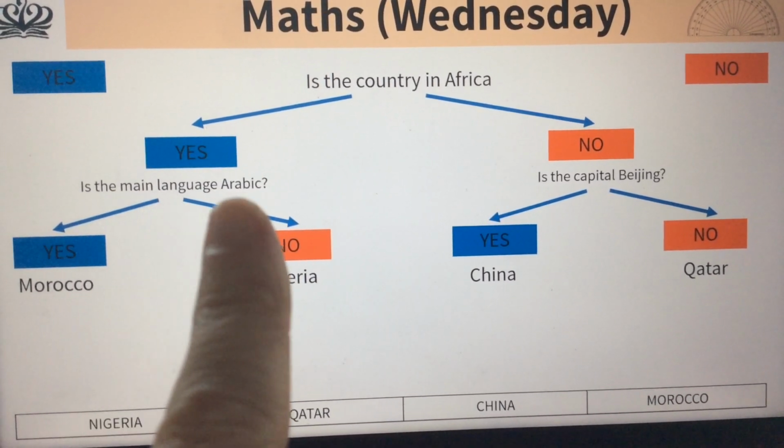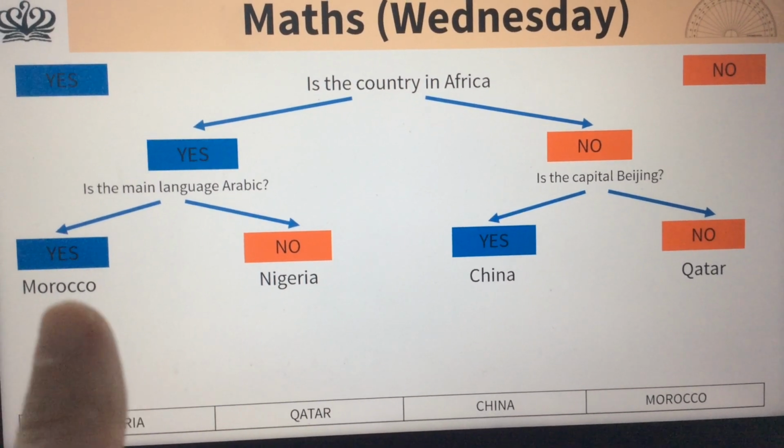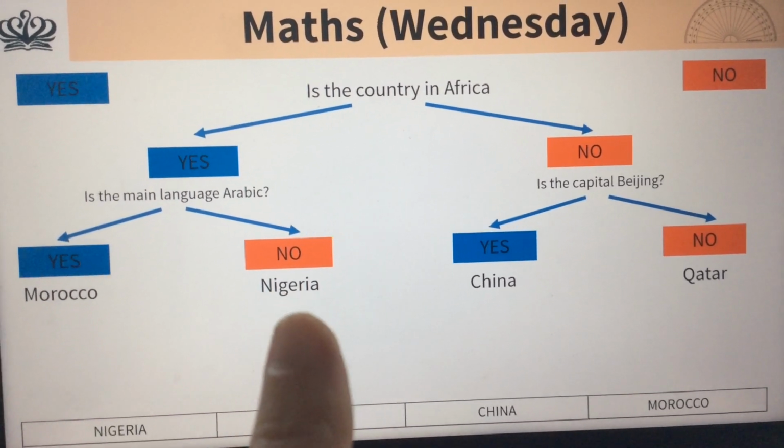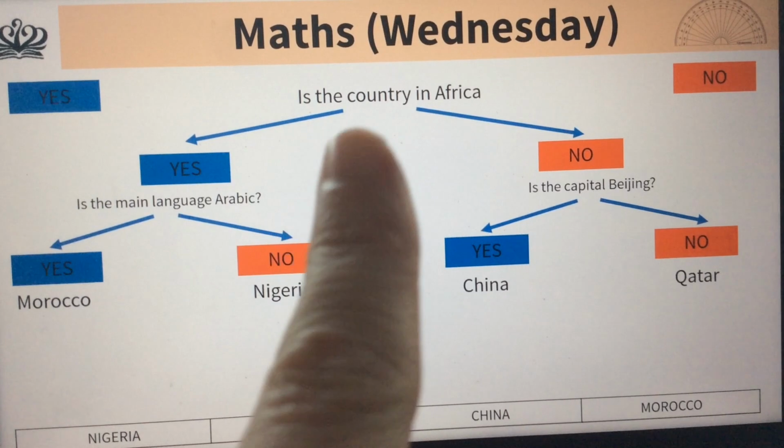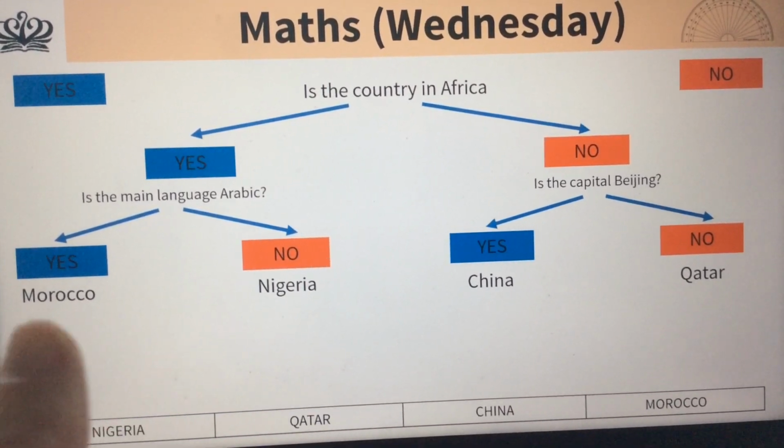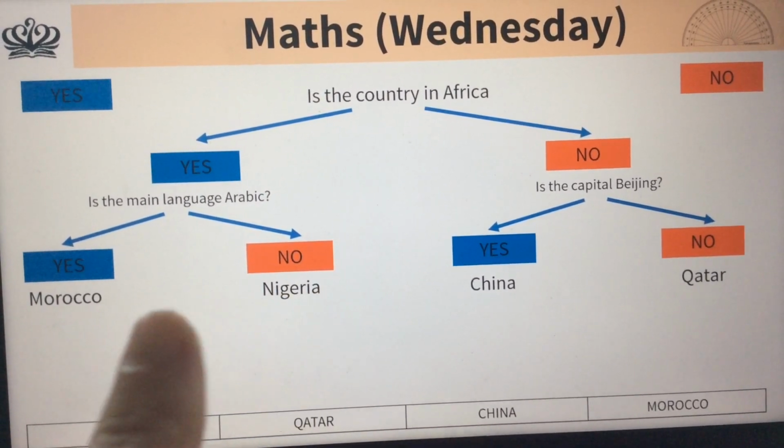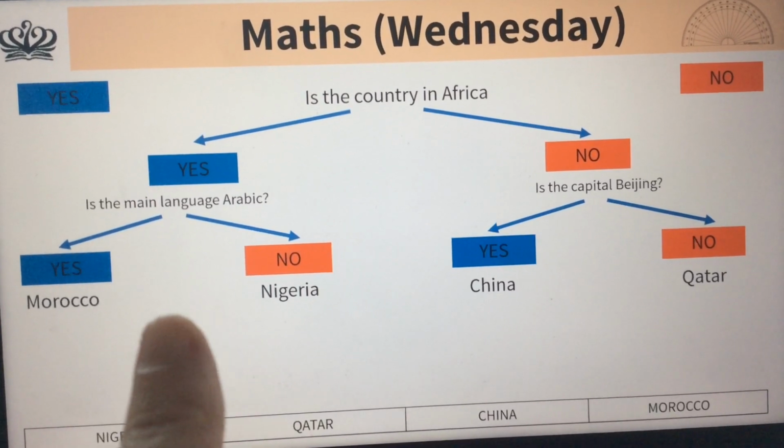So is the main language Arabic? So Morocco, yes. Nigeria, no. So can you see, using those 2 questions, we have sorted out those 2 countries. So they're now in 2 different groups.